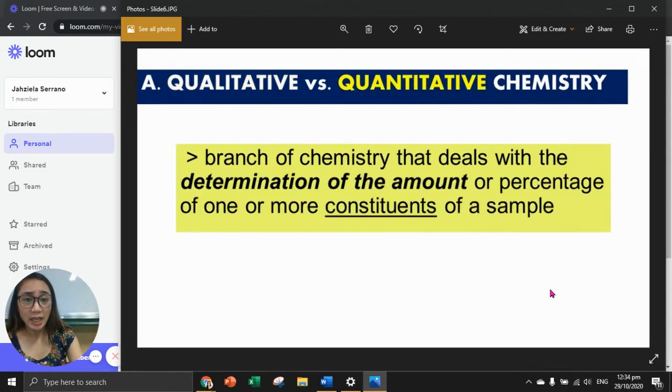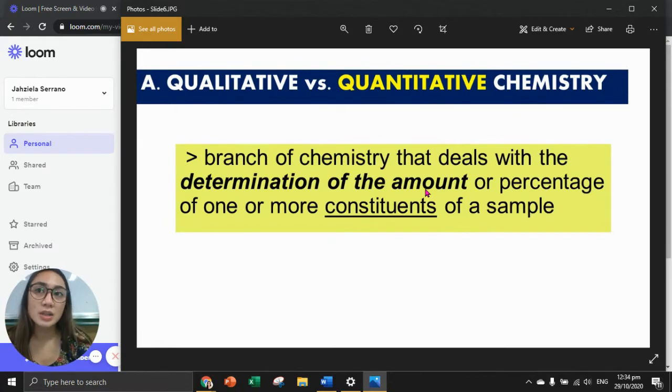Okay, so now quantitative chemistry, what we will be talking about this semester, is the branch of chemistry that deals with the determination of the amount or percentage of one or more constituents of a sample. Again, the bolded words here are determining the amount. So this semester, please expect that we'll be focusing more on numbers.